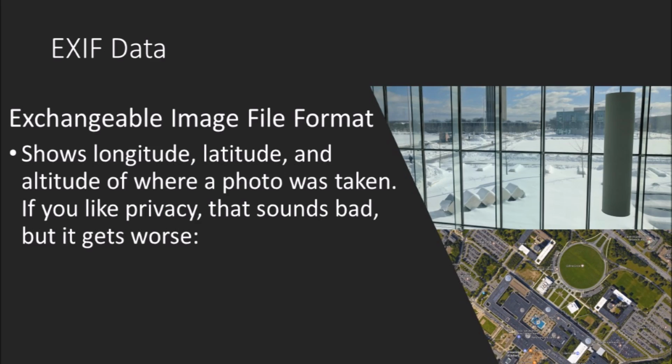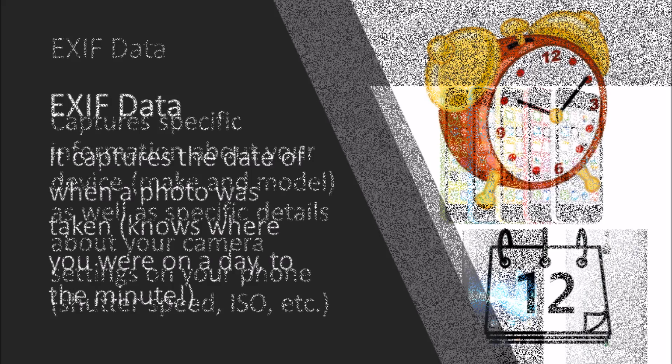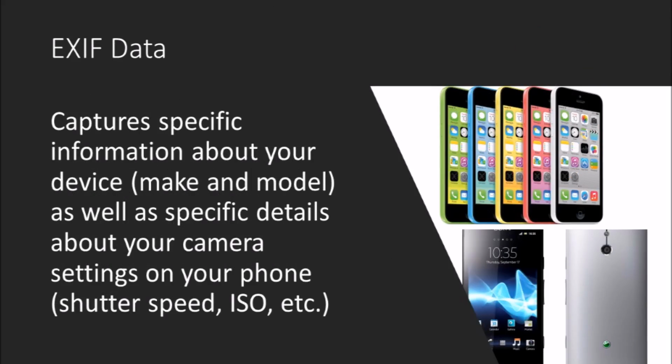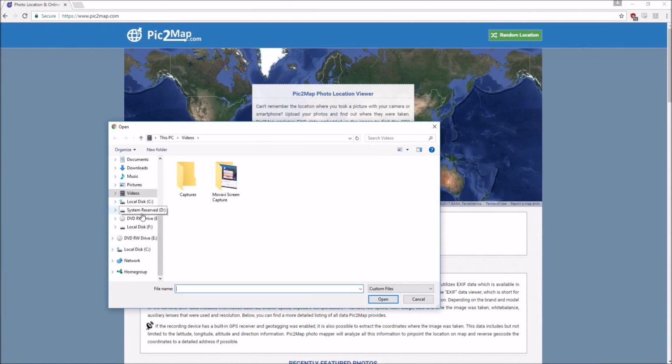Exchangeable image file format, also known as EXIF data, shows longitude, latitude, and sometimes the altitude of where a photo was taken. Additionally, it captures the date and the time zone of when a particular photo was taken. It also captures information about which phone or camera was used to take this picture. In this video, I will be giving a real-life example of how EXIF data can help within an investigation.